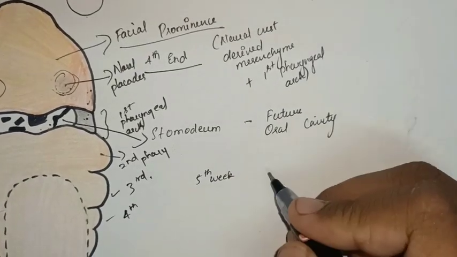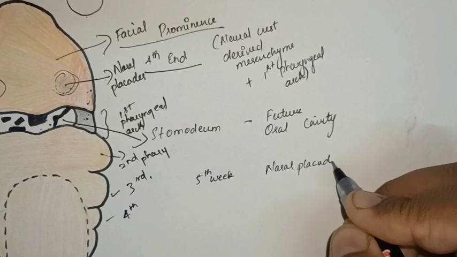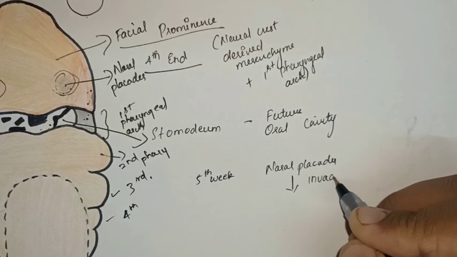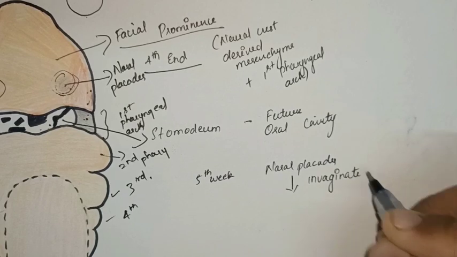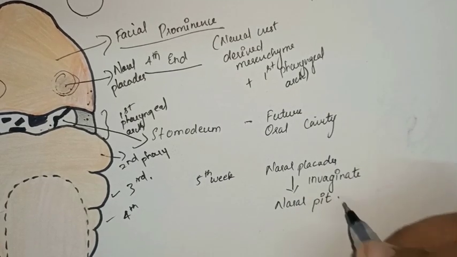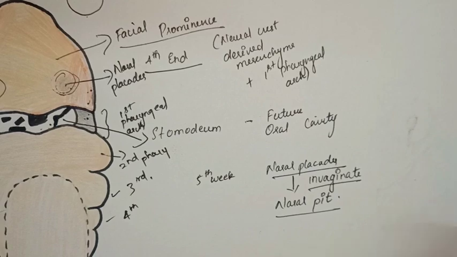So at the 5th week, these nasal placodes will invaginate and produce nasal pits. In doing so, it will create a ridge of tissue that surrounds each pit, that forms nasal prominences, that is medial nasal prominence and lateral nasal prominence. How will you differentiate the medial nasal prominence and lateral nasal prominence? See, I will explain it to you.